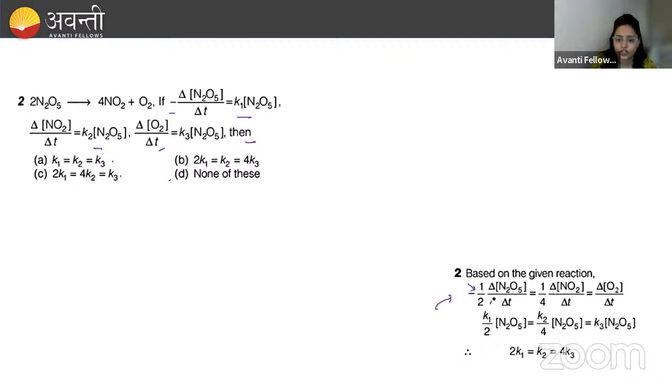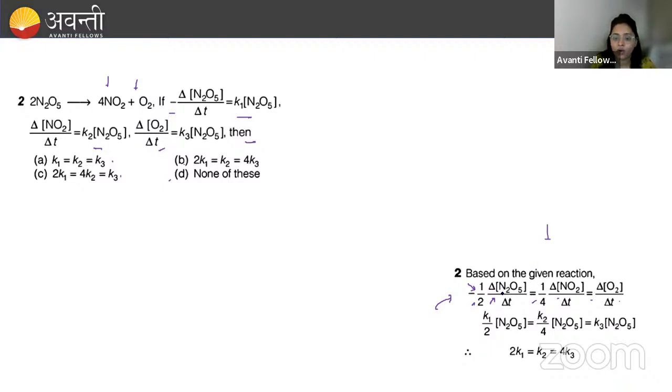So the rate of change of concentration of a reactant, divided by its number of moles, is equal to the rate of change of a product, which is equal to the rate of change of O2. Since there were two species among the products, I wrote them as equal as well. In this way we write our rate equation.